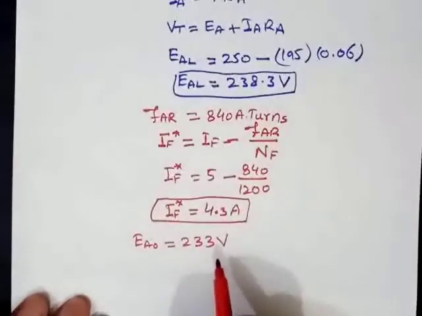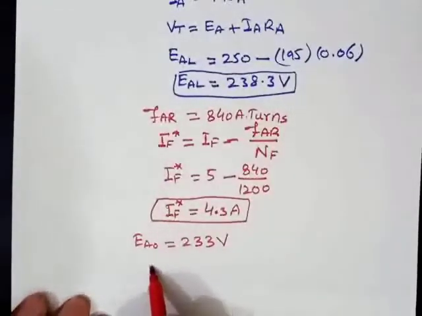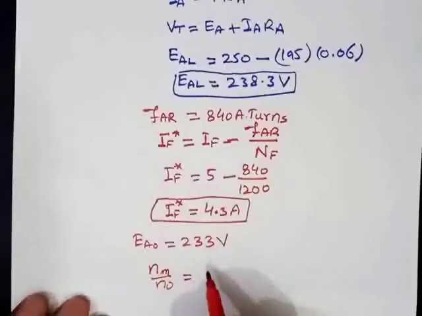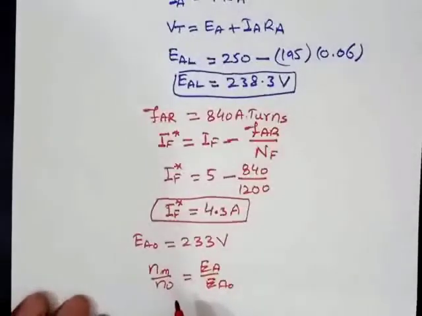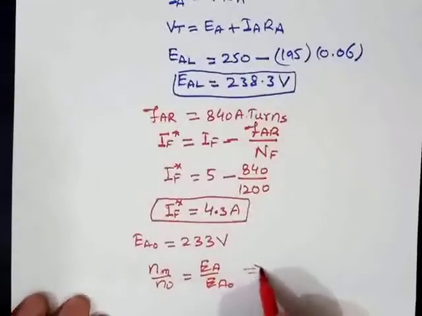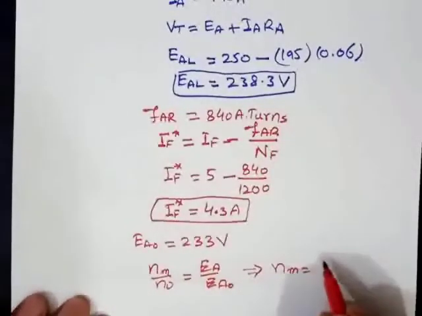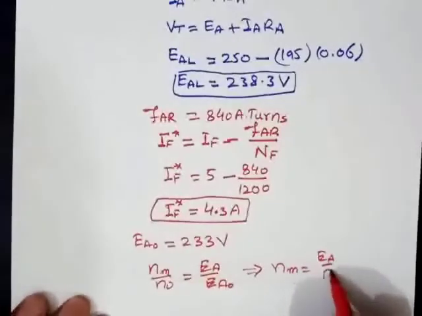Now, as we know, N over N naught is equal to EA over EA naught. EA naught means no load, N naught means no load speed. EA means with load, that is with IL equal to 200 ampere, the internal generated voltage, and N means the actual speed after the armature reaction. Therefore, N will be equal to EA over EA naught into N naught.